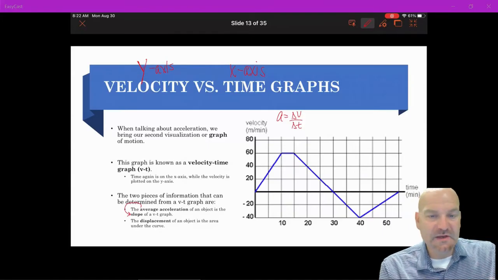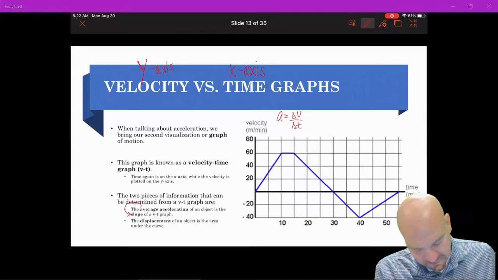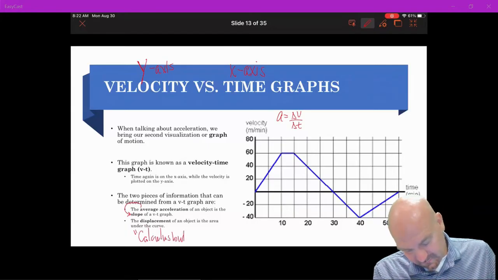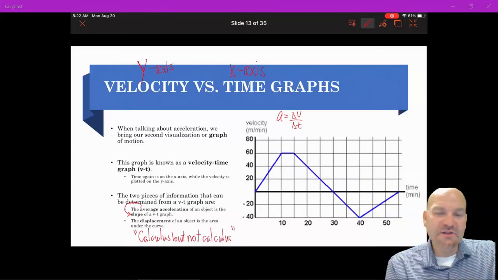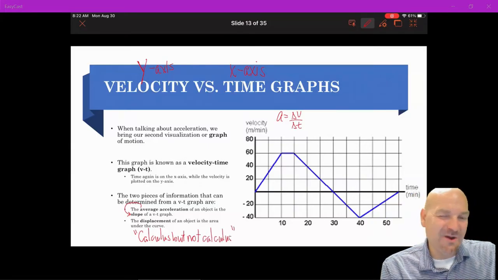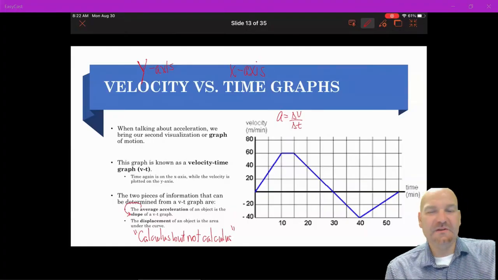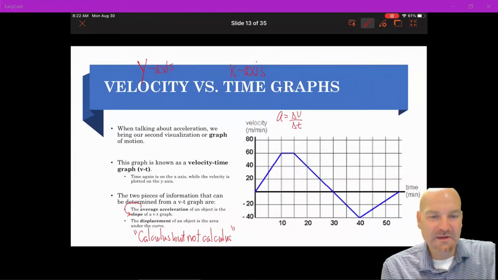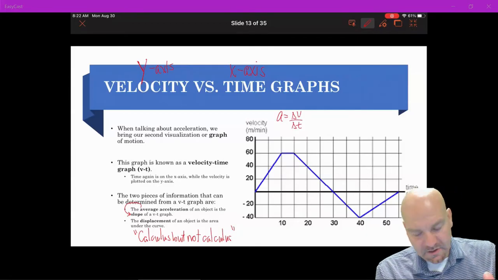Okay, now the displacement is where we're going to do calculus, but not calculus. This is what I like to tell students. Okay, so we're actually going to use a calculus principle here, but we're not going to use the actual calculus function. And that's what we're going to do: we can find the displacement of an object by finding the area under the curve. Okay, so simple enough.